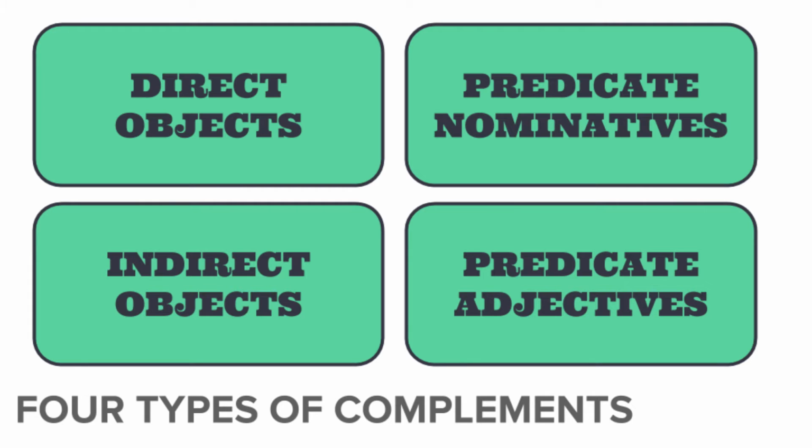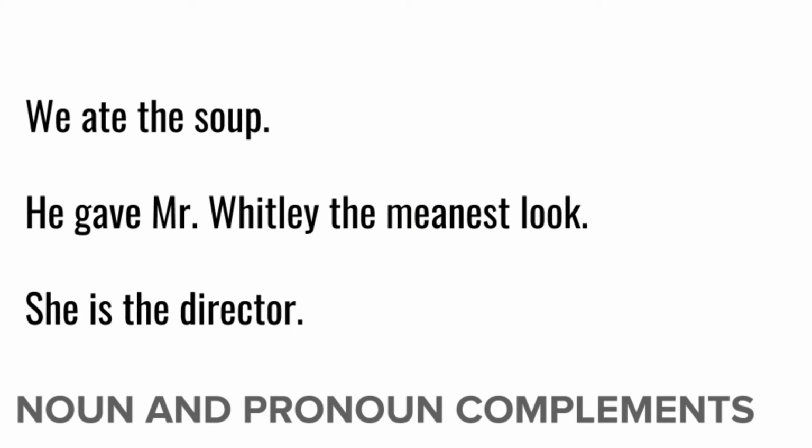Now I like to think about these in different categories. So I said earlier that complements can be nouns, pronouns, or adjectives. So first let's look at which of these four types can be nouns and pronouns. Okay, here's some examples. We ate the soup. We is our subject. Ate is an action verb. What did we eat? Soup. So soup in this case is the direct object. Soup is a noun. That means that direct objects can be either nouns or pronouns.